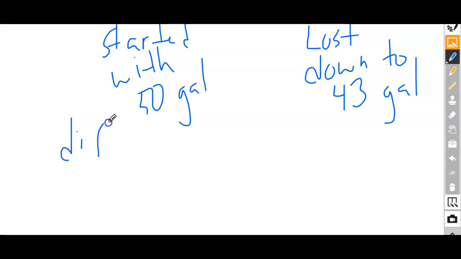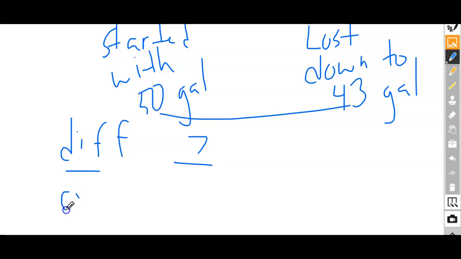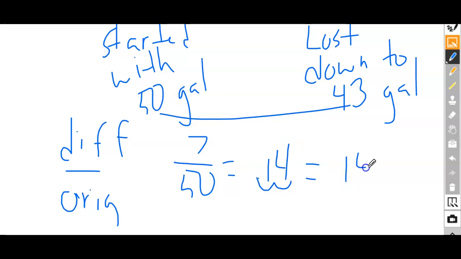So we would say the difference is my part, a difference of 7 between there, so we've lost 7 gallons over the original. Well, we started with 50. So we're going to go 7 divided by 50. That's 0.14, which would be, with the decimal 2 places to the right, 14%. Now this one's a decrease because I lost it. It went down.